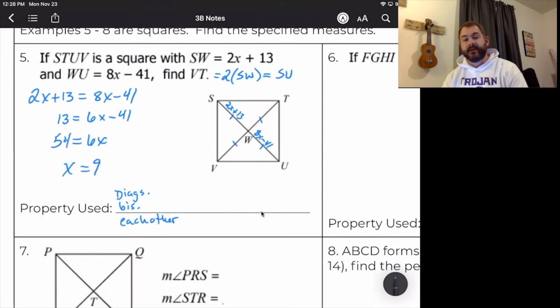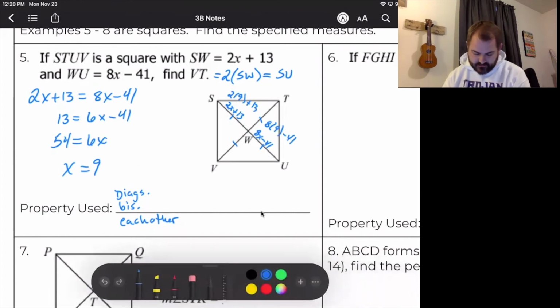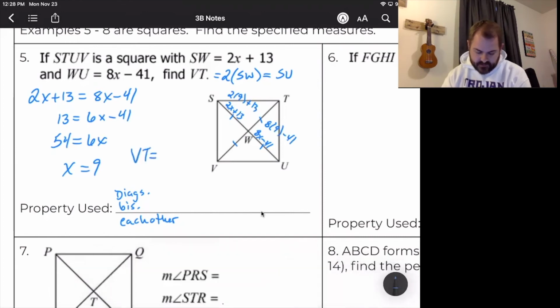And so as we look at that, we are going to plug back in 9 for both of these. So we're going to do 2 times 9 plus 13 and double that, or go ahead and do 8 times 9 minus 41 and add those together. Either way, you should get the same thing. So our final answer for VT is going to be 2 times 9, which is 18.